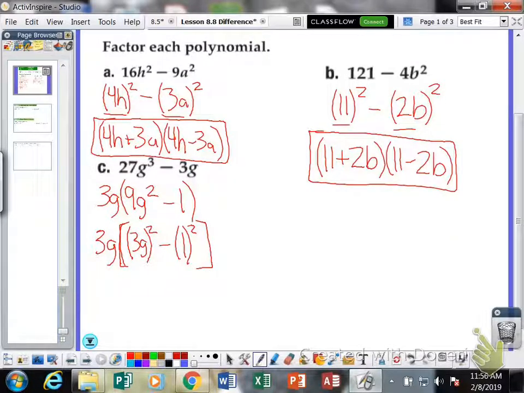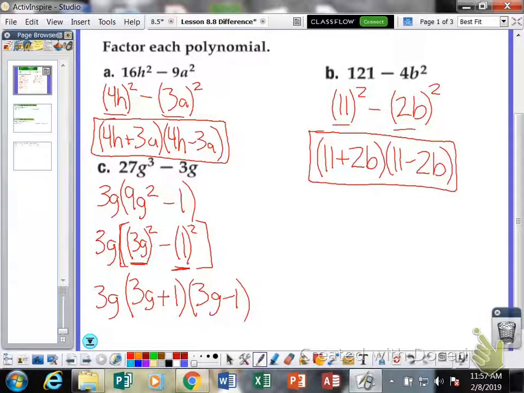So, following our form, again, we're just going to take these terms in our parentheses. We're going to have 3g, don't forget about that. We didn't do anything with it, so we're not getting rid of it. I'm going to take what is in those parentheses above. I have 3g plus 1 times 3g minus 1. And that would be our final answer there.